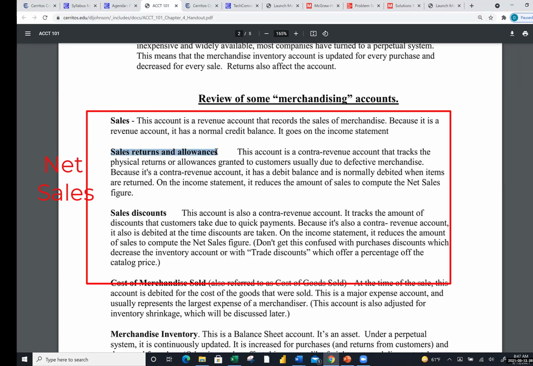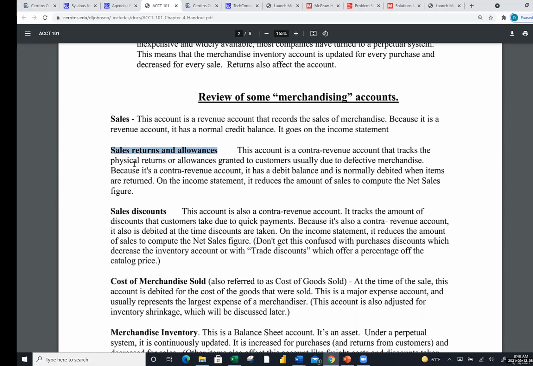Sales returns, we know what those are. We've all probably been involved in a sales return or two when we purchased something and we didn't like it. If I buy something at Best Buy, a TV, and the picture doesn't seem as clear as I thought it should be, I can return it. Best Buy is going to record a sales return and allowance.